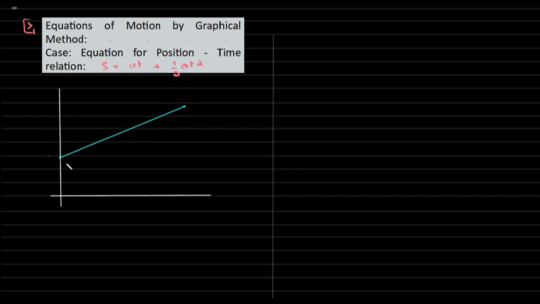The initial velocity is u, starting from point A, and this is point B. The initial velocity is u. The final velocity would be this, and the final time would be this. So all this dotted line indicates it's a projection of the point. The final velocity is v, and the initial velocity is u. Initial time is 0 and the final time is t. So the object is moving from 0 seconds to t seconds, having velocity going from u to v.